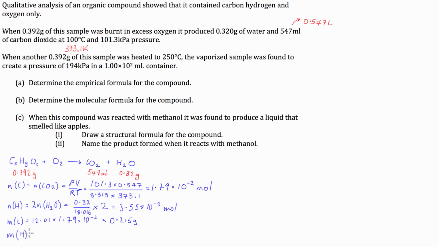And the mass of hydrogen, we're going to do exactly the same. We're going to get the molecular weight of hydrogen, 1.008, and multiply it by the number of moles we have, 3.55 times 10 to the negative 2, and that gives us 3.58 times 10 to the negative 2. Great.